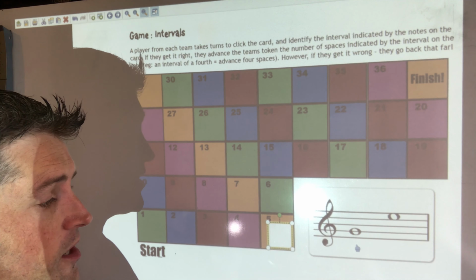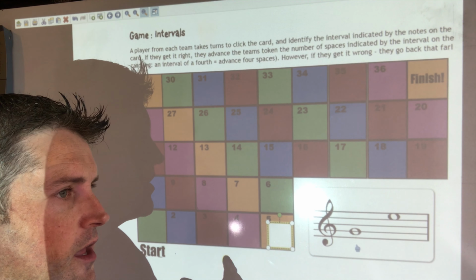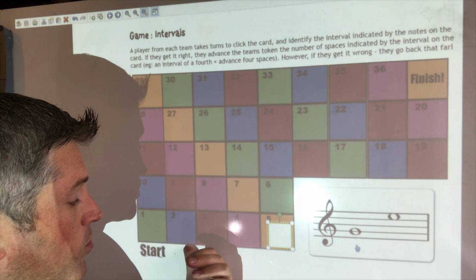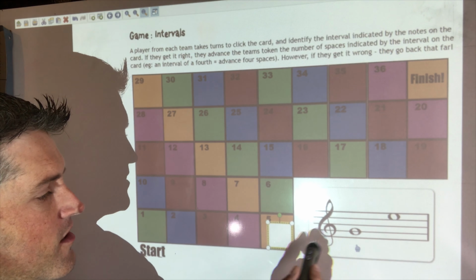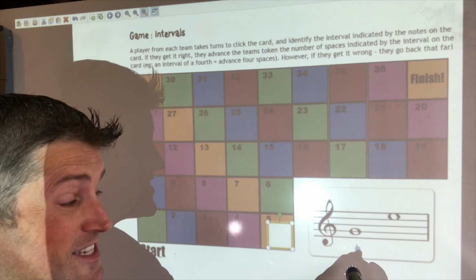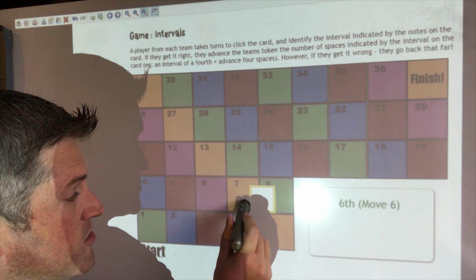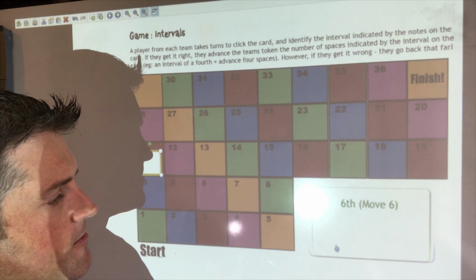So here we go. We've got a G, and it's finishing up on an E. Now, if it's not 100% instinctive for you, we've got G, A, B, C, D, E. So this one should be a 6th, a melodic 6th. So we're going up forwards, 1, 2, 3, 4, 5, 6. We're already racing here now, which is good.